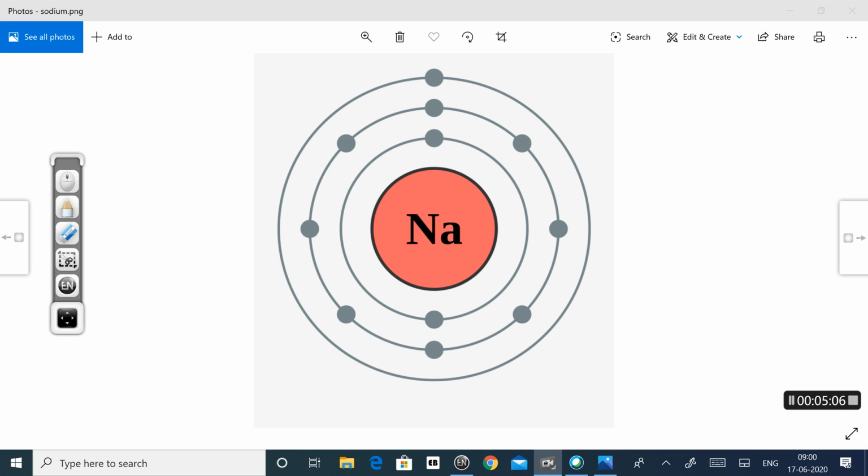The atomic number of sodium is 11. So the electronic configuration is 2,8,1. K shell contains 2 electrons, L 8 and M 1 electron. So for becoming stable, sodium loses 1 electron. So sodium becomes Na plus. That means sodium becomes a cation, and when it loses the electron, the new electronic configuration is 2,8 and it is stable. So sodium becomes positively charged.